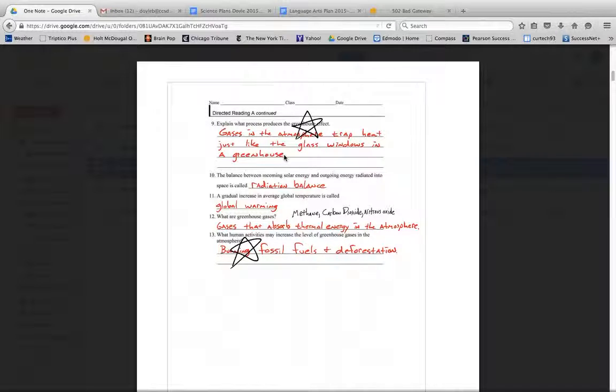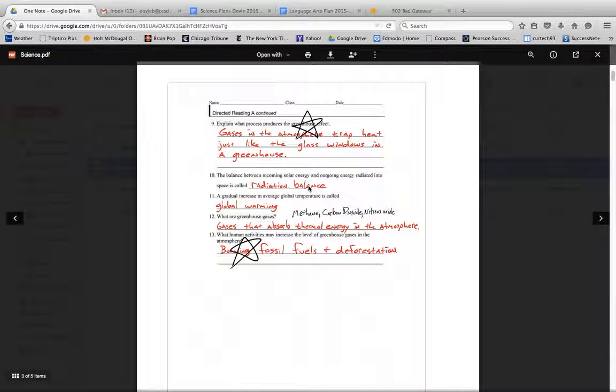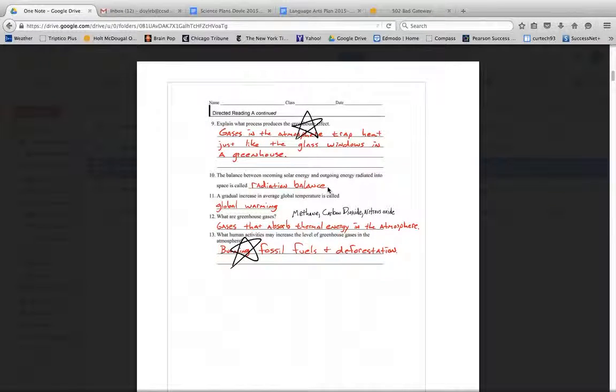Ten, the balance between incoming solar energy and outgoing energy radiated into space is the radiation balance. So it's important that heat gets into our atmosphere, but also that some of that heat can escape back out into space so our atmosphere doesn't get too hot or too cold.